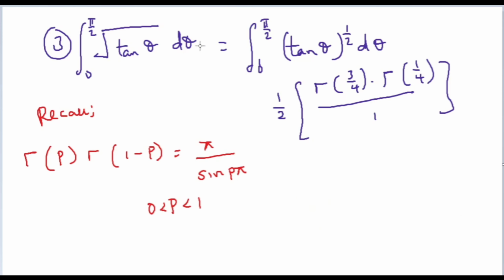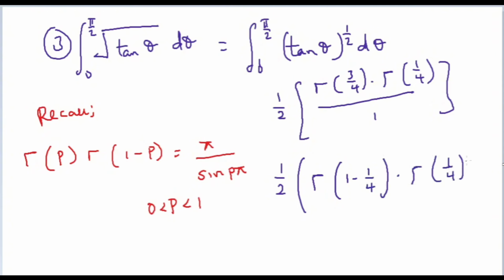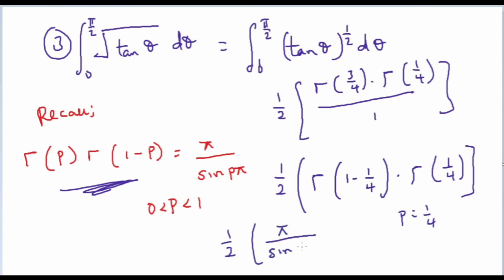So if you notice the pattern very well, you will see that 1 over 2, I can still rewrite this as the gamma of 1 minus 1 over 4 times the gamma of 1 over 4, which is what I'm trying to portray to you. You see that I can write it in this manner. So what is our p in this case? Our p is 1 over 4. So what will be my answer? Very simple. 1 over 2, then pi over sine pi over 4. Very simple.